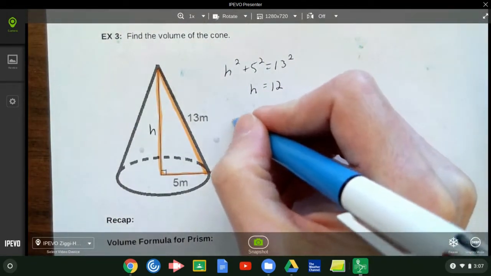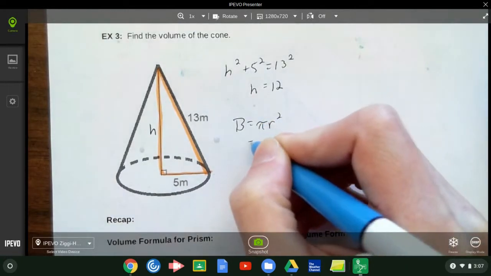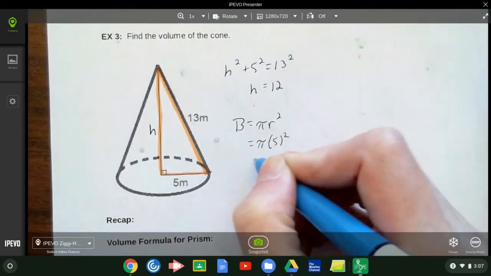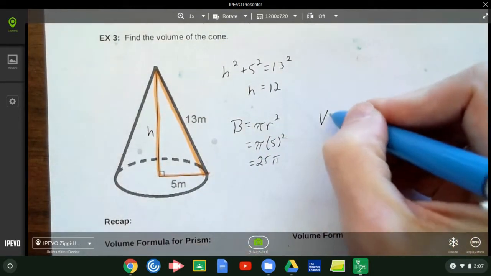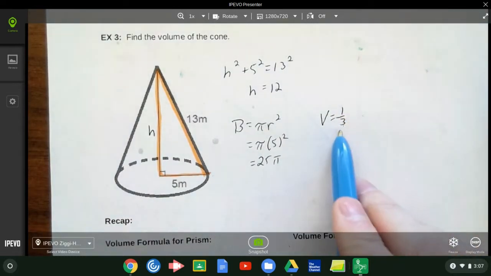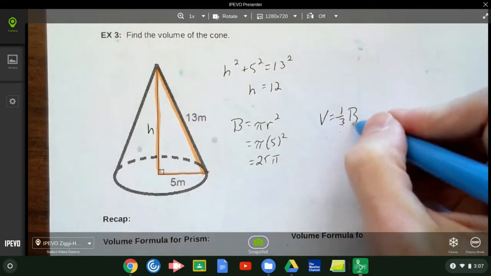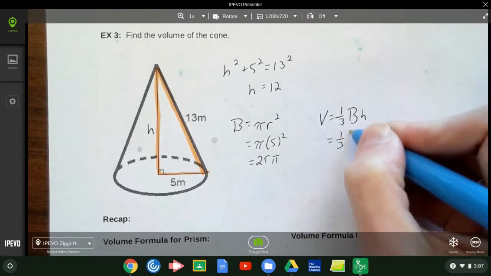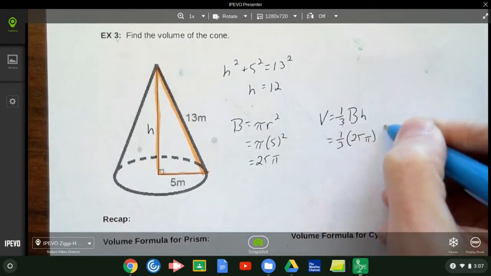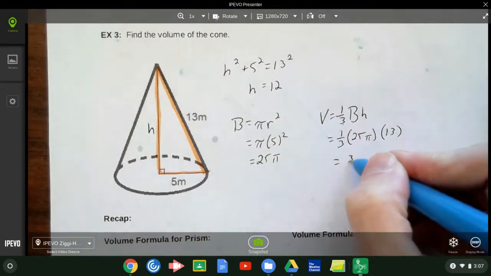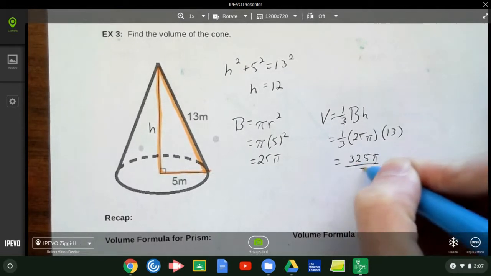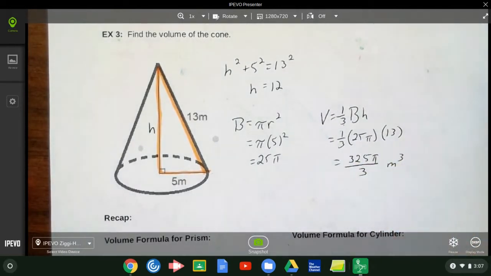So now my base area, pi r squared, is pi times 5 squared. 5 is my radius. 25 pi, which means the volume is 1/3. Don't forget that. It's so easy to forget that. Base times height. So that's 1/3, 25 pi times 12. And that's going to come out to, let's see, 12 times 25 divided by 3 comes out to 100 pi cubic meters.